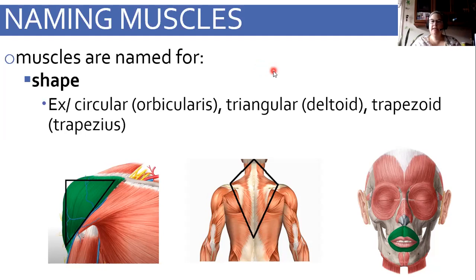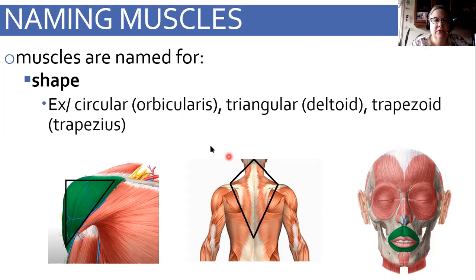Okay, so our trapezius, so we see this is like a trapezoid shape, right? And that's why that muscle is called the trapezius. Another thing muscles are named for is shape. So circular, orbicularis. So this muscle is called an orbicularis, right? And this muscle goes around here and it's got a circular shape. So muscles can be named for their shape.